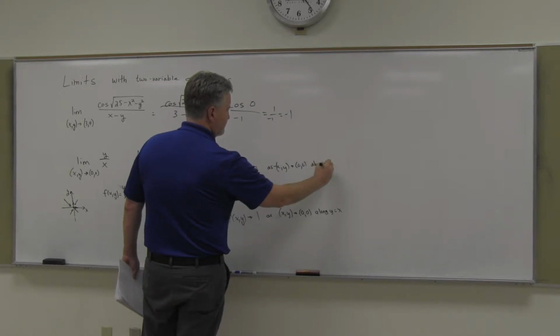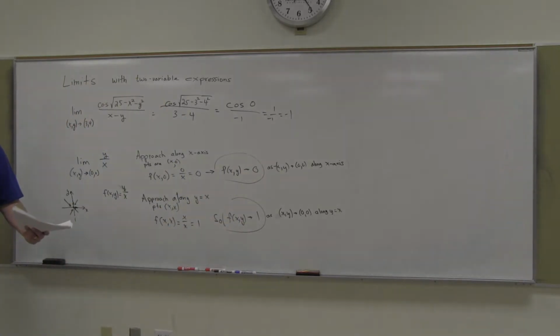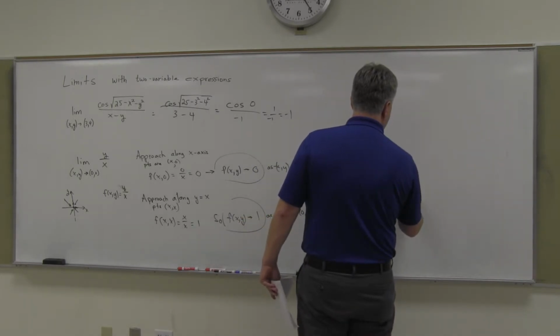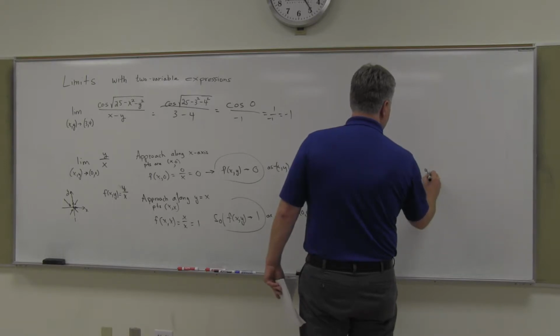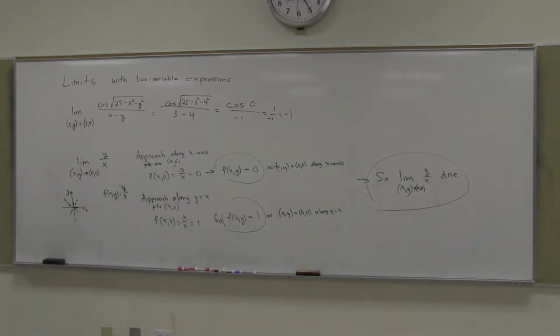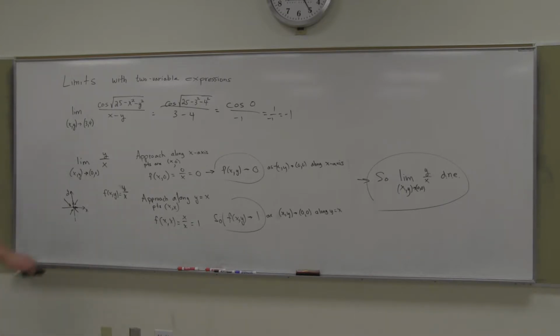So you see the problem there? f of x, y approaches two different values as you come into 0, 0 along different lines. So that limit doesn't exist. Okay. Any questions about that? So sometimes you can substitute it in, sometimes you can come up with two different values. And that means the limit doesn't exist because it's always got to be one value.